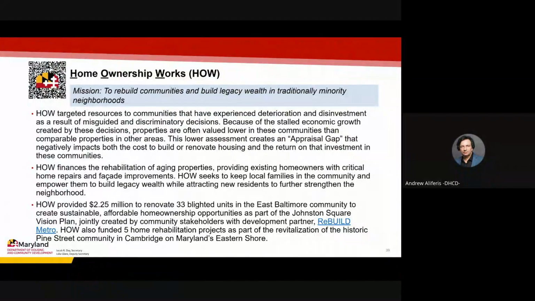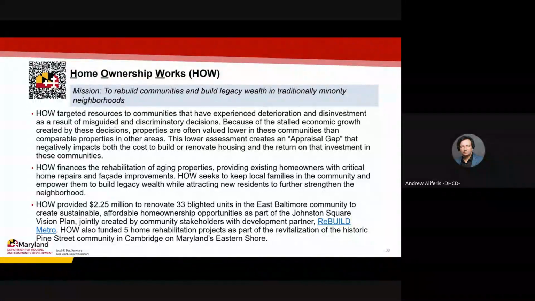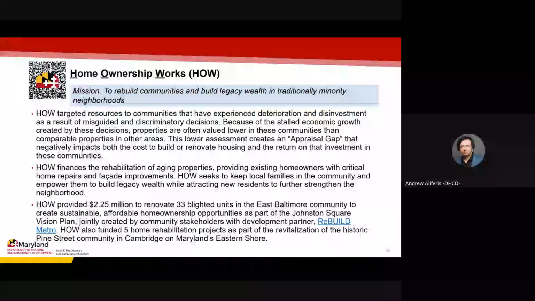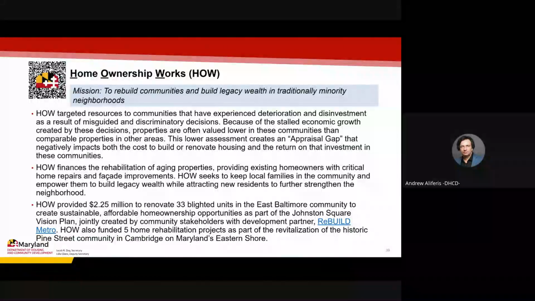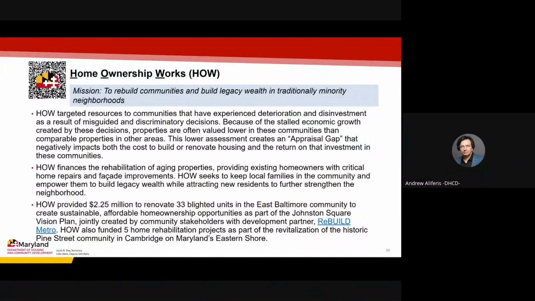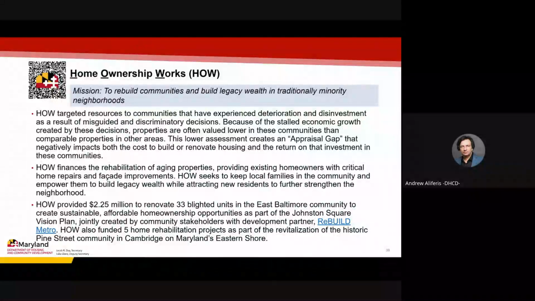Homeownership Works is a pilot that we had in Baltimore City, this one, and also Cambridge. This one might extend to other areas. I think that they are looking to extend it, but this one, we would work on the local people. Rebuild Metro would work on the facade, and we would work on the interior, and we were restoring historic brownstones in Baltimore City. Next.